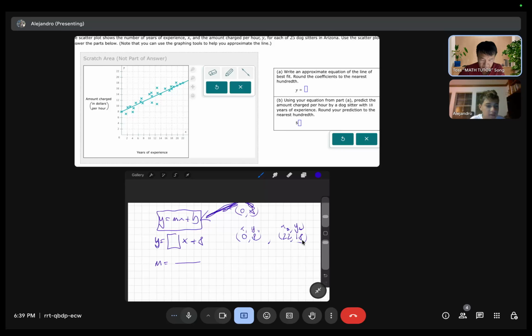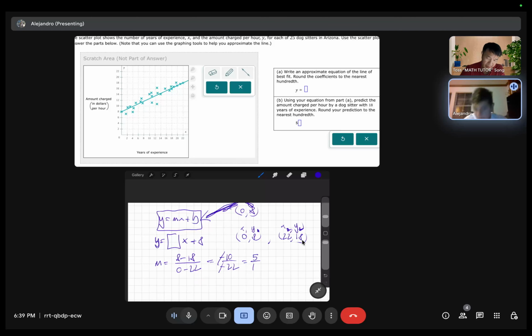plug it in, the m formula, y1 minus y2, which is 8 minus 18. And then x1 minus x2, 0 minus 22. Is that okay? Yeah. Remember doing that? Okay. So this will be negative 10 on top over negative 22. Negative, negative become positive. So if we reduce this a little bit, we'll punch in a calculator.